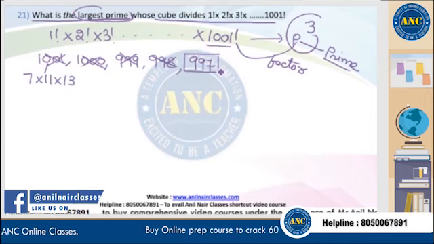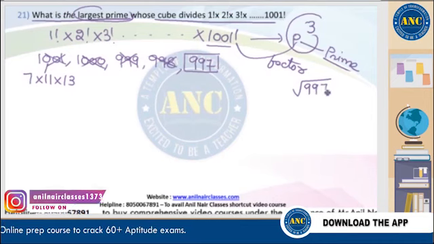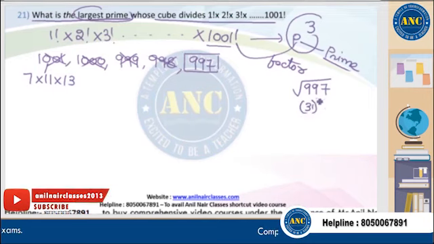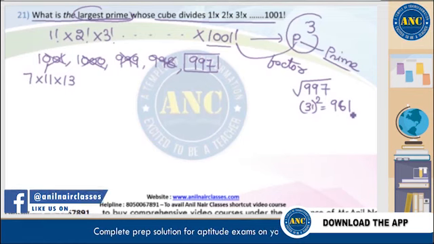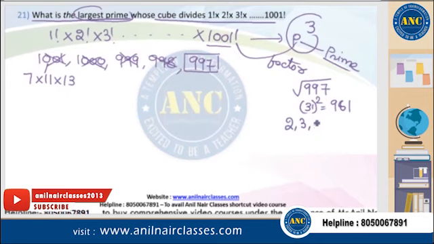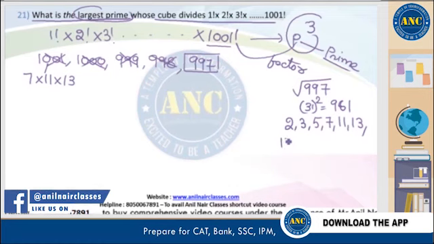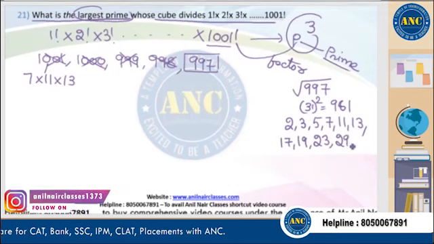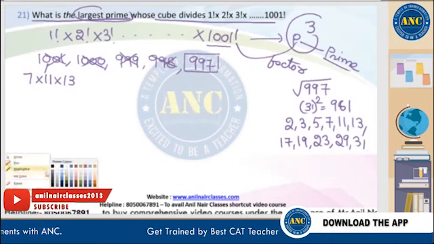997 is a prime number or not? Yesterday we discussed, take the square root of 997. So 31 square is 961, so it is closer to 31 point something. Write all the prime numbers less than or equivalent to 31: 2, 3, 5, 7, 11, 13, 17, 19, 23, 29, 31. Check if 997 gets divided by any of these numbers.